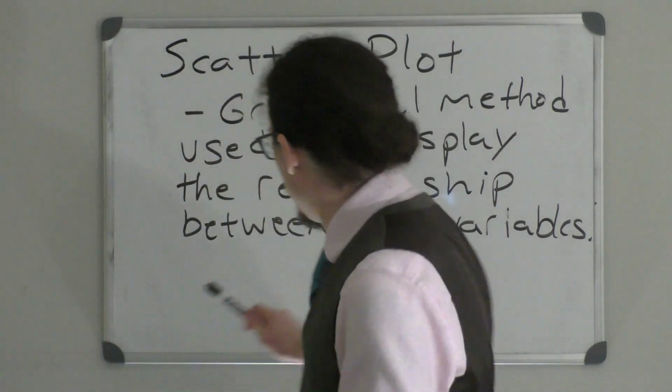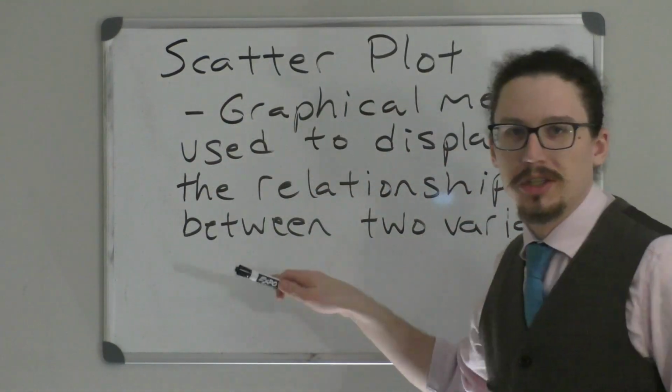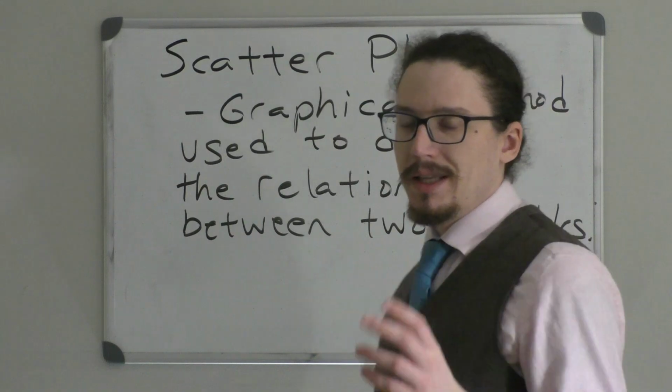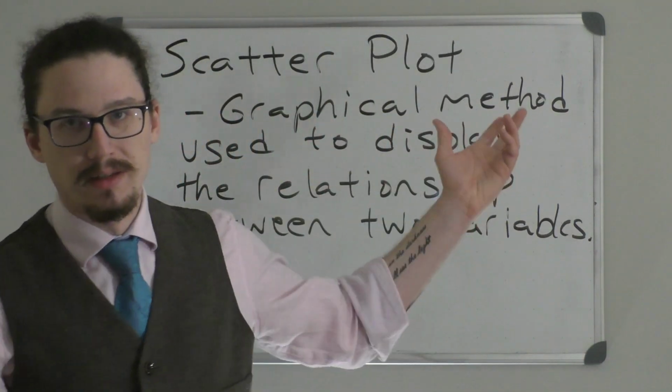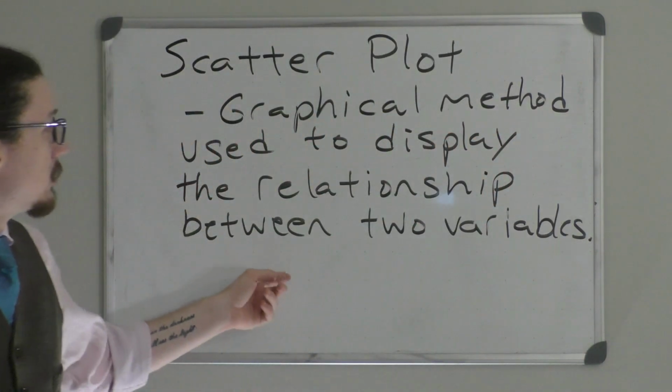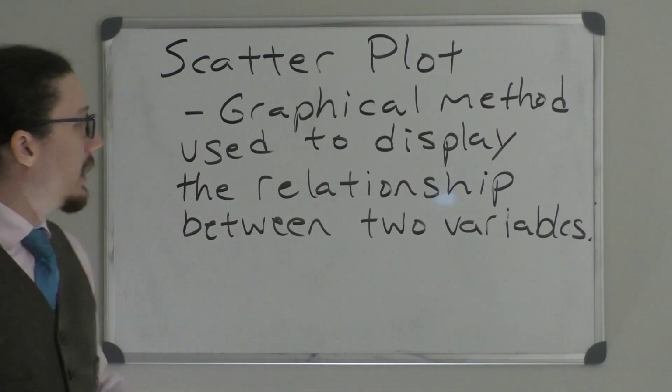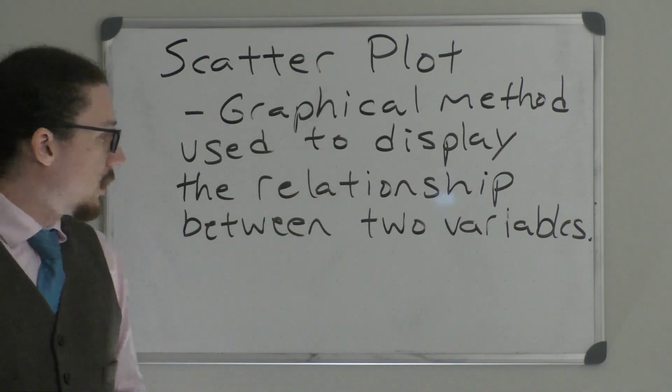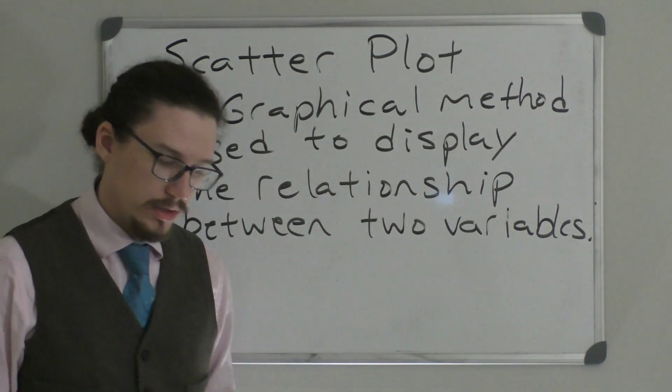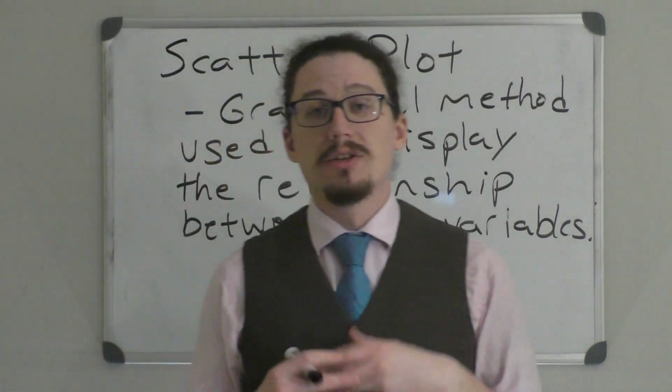All right, so a scatter plot, I'll tell you that this isn't actually in chapter 3, I think it's actually in chapter 4, but this is the section on visualizing data, and I think this is a better place for it. All right, so a scatter plot is a graphical method used to display the relationship between two variables.